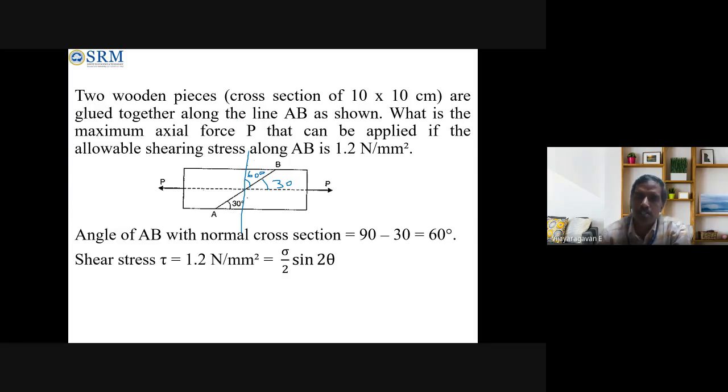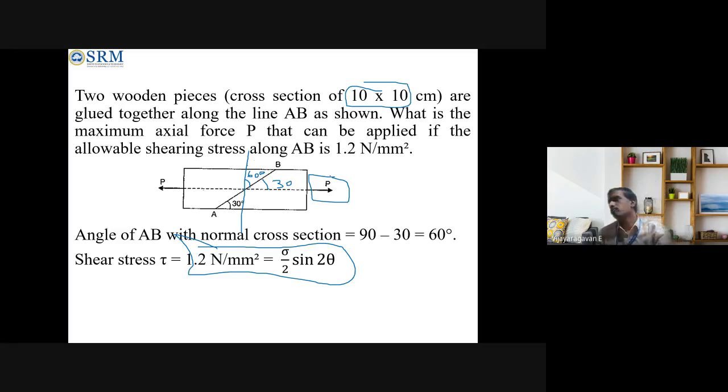Shear stress is given by the formula. They have given the allowable shear stress as 1.2. From this we can get the value of sigma, and the area is known. Area is 10 into 10. From this you can calculate what is the load P. Can anyone find the value of P?